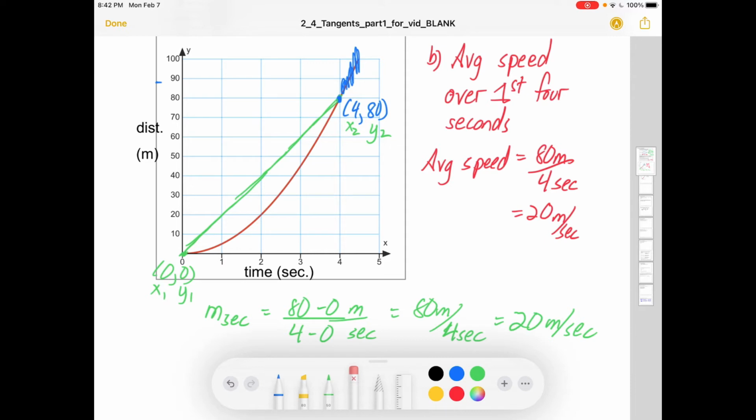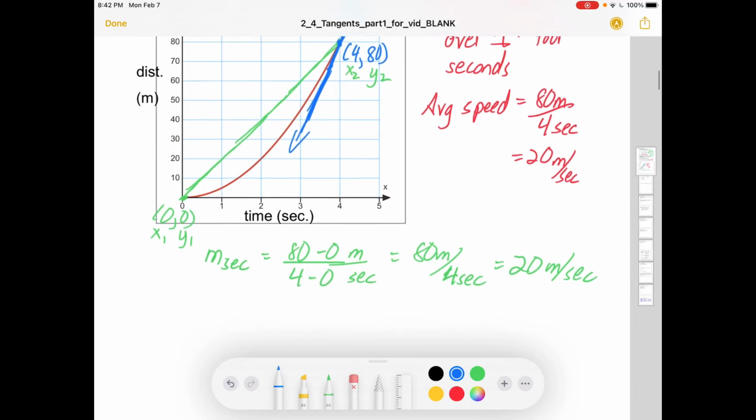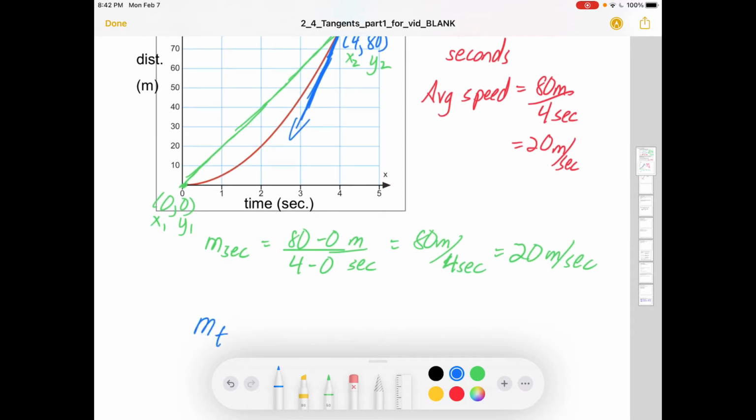If we want the instantaneous speed, that's the job of the tangent slope. Okay, so I could just draw in the tangent and try and find its slope. But obviously I'm freehanding it. Like, it's not going to be absolutely perfect. So you might say, okay, well, I know what to do. Let's find the tangent slope.